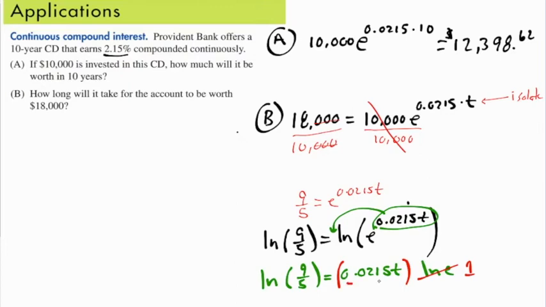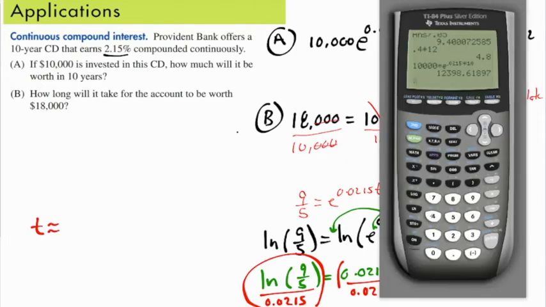Now to isolate t, we divide both sides by its coefficient. And this is the expression we need to evaluate in our calculator. So we'll say t is approximately natural log of 9 divided by 5. And then we divide that answer by 0.0215, and we get 27.34 years.